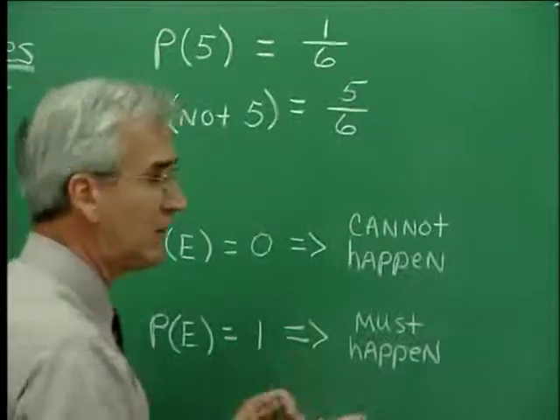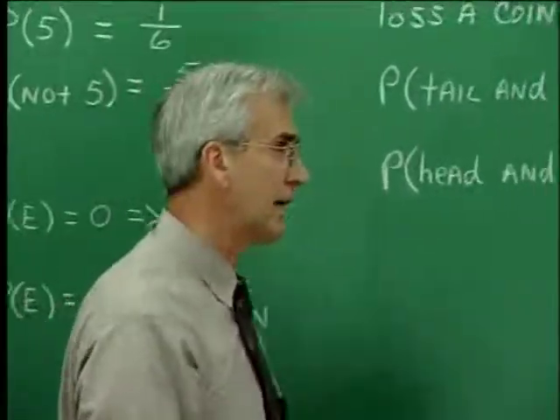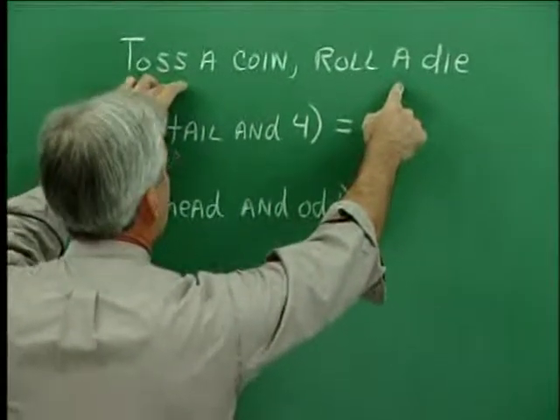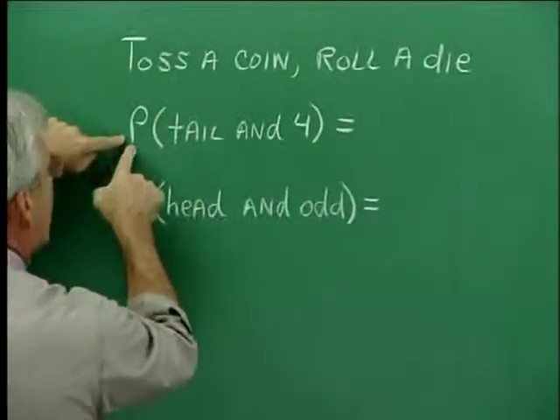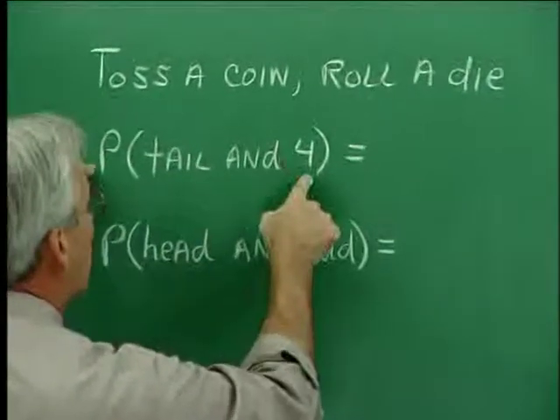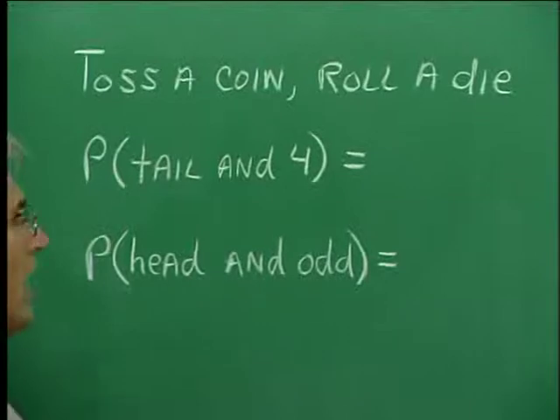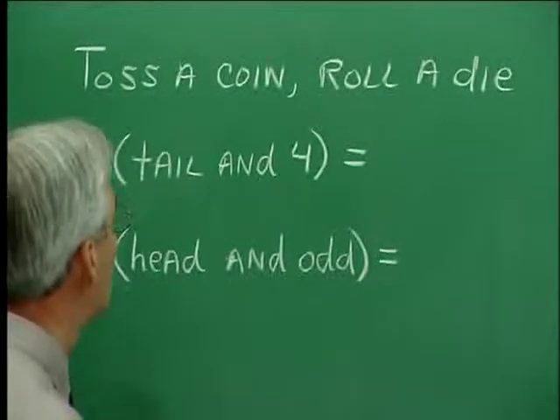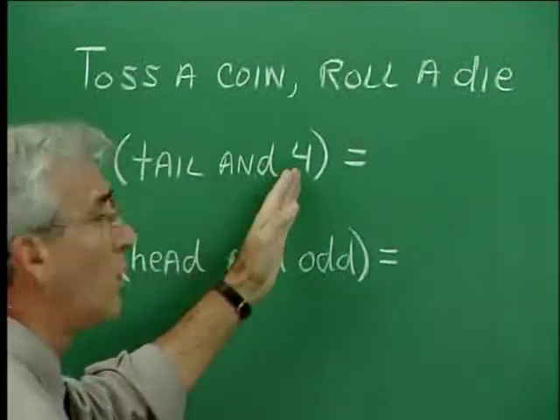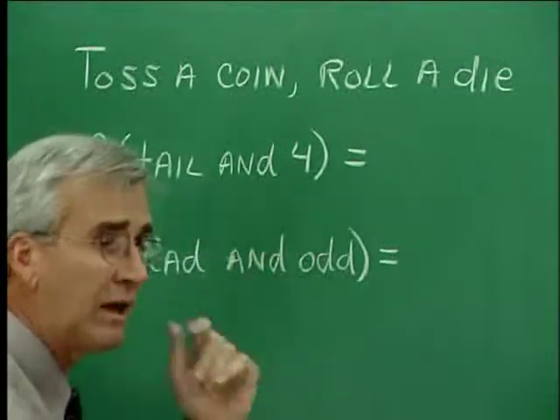All right, let's talk about 2 items in some kind of experiment. We have tossing a coin and rolling a die. Now, let's calculate the probability of tail and 4. First of all, we might think, how many favorable outcomes are there? How many ways can we toss a tail and roll a 4? Well, there's only one way to do that.